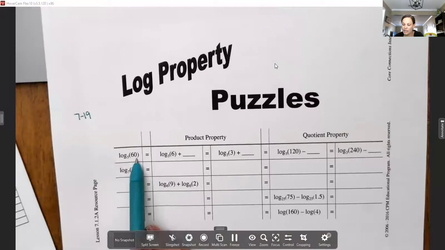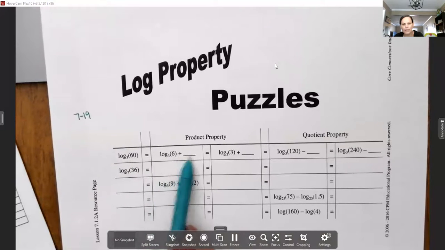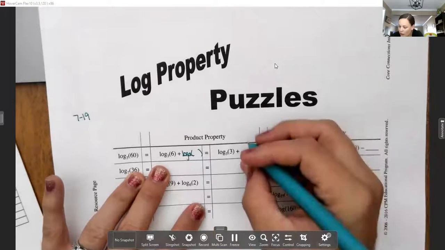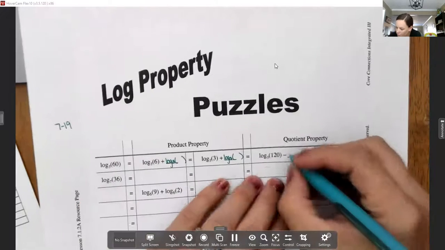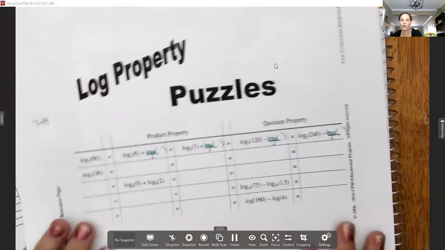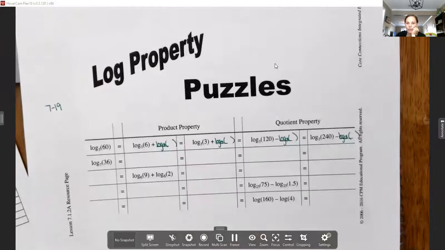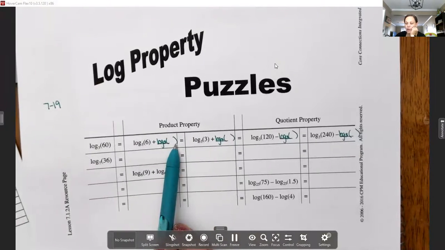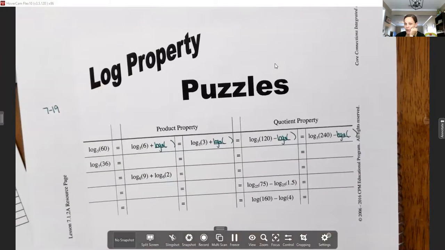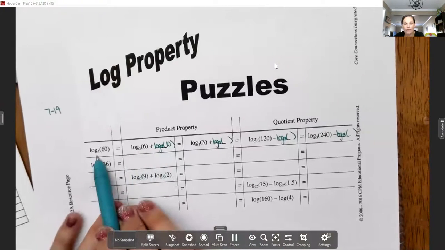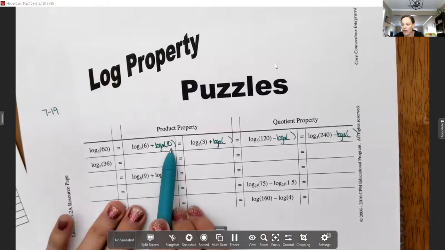So this says log base 3 of 60 is equal to log base 3 of 6 plus something. Again, I'm going to tell you all of these have to be log base 3 in order to be equivalent. They all have to be log base 3. So remember, the product property says if we add 2 logs, that's the same as multiplying them. So what do you multiply 6 by to get 60? Not a trick question. So this would just be log base 3 of 10. Log base 3 of 6 plus log base 3 of 10 is equal to log base 3 of 60, because you just multiply the 6 and the 10.